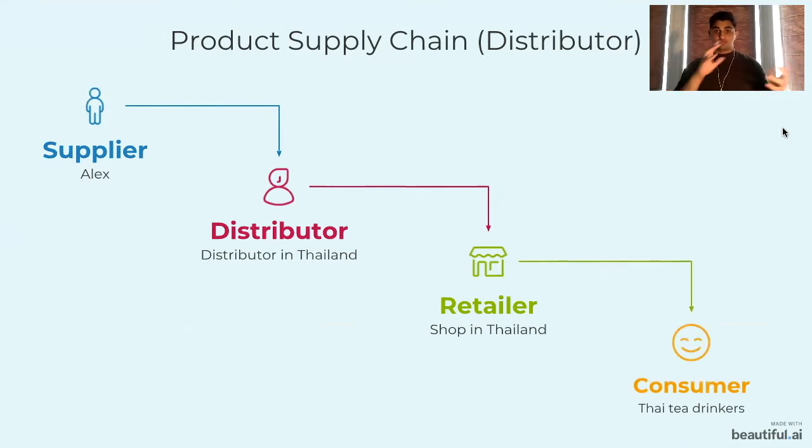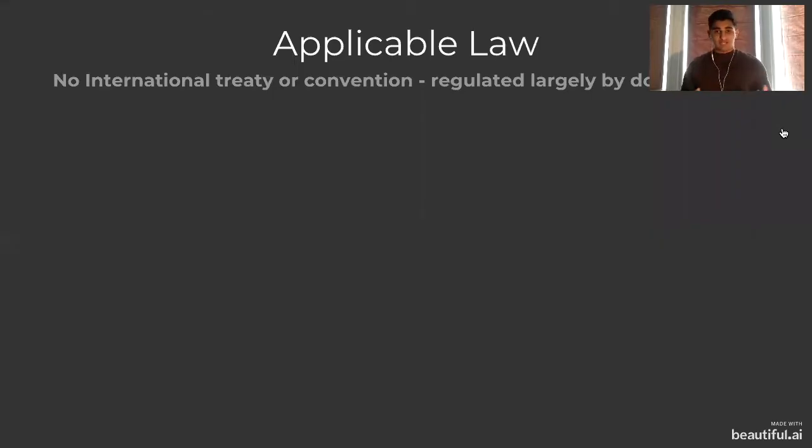Now, with this product supply chain, there's not just 4 players in international transactions. Sometimes there's loads of others, wholesaler, manufacturer, etc. There's a lot of people coming together to try and get these products from one place to another, but in a simplified version. So what's the applicable law, right? So when it comes to rules surrounding sales agents and distributors, what law is applicable?